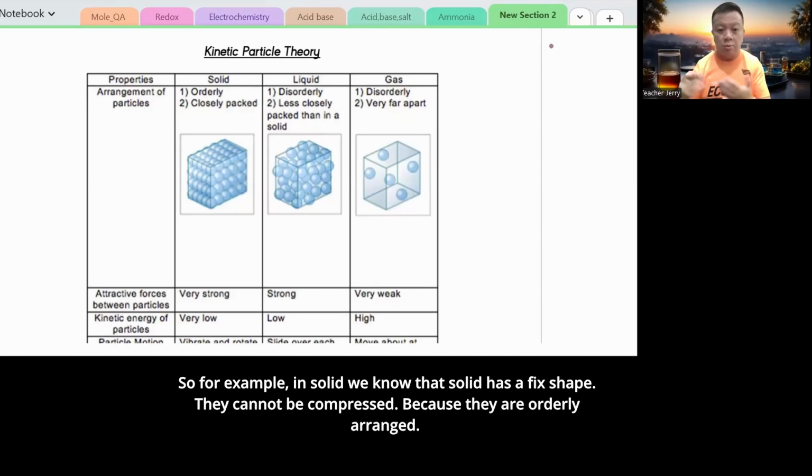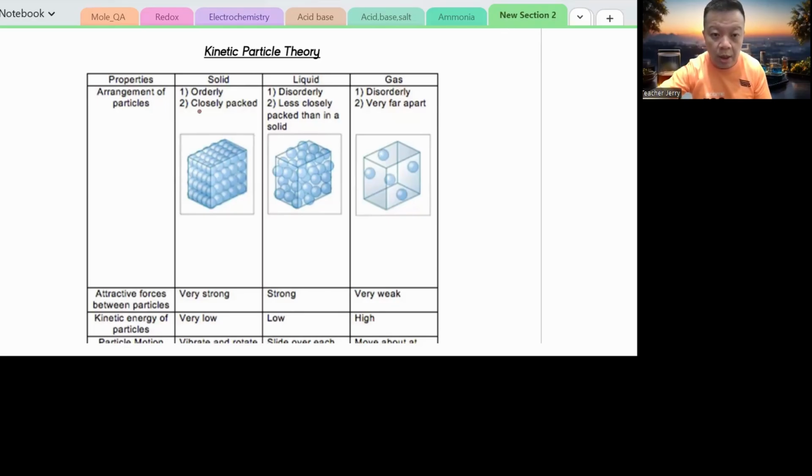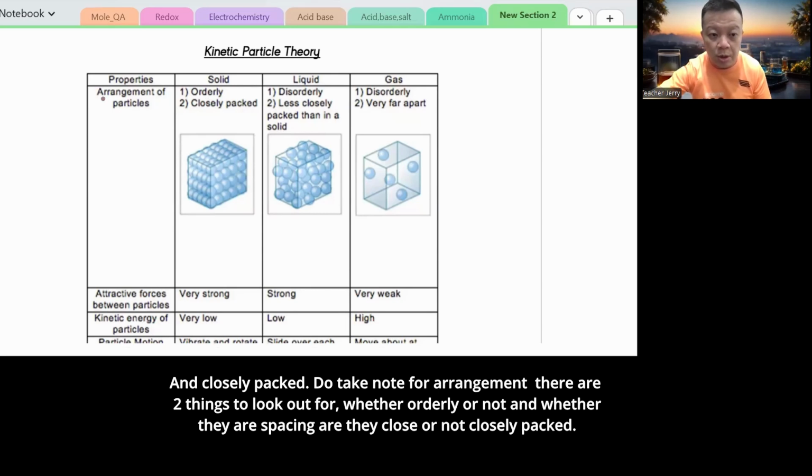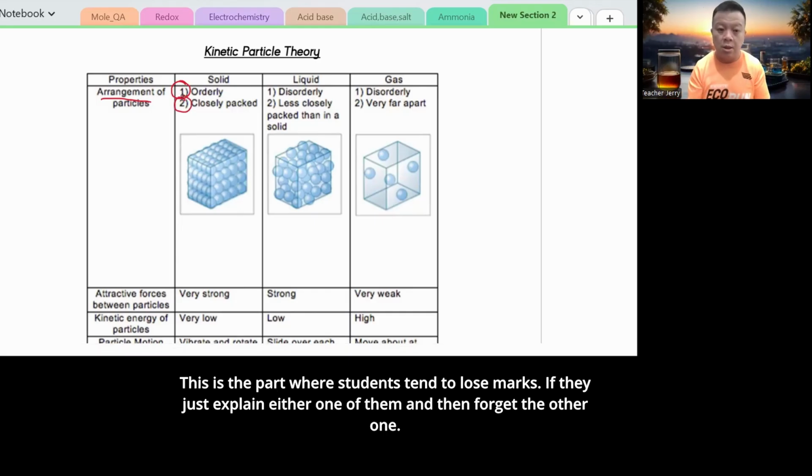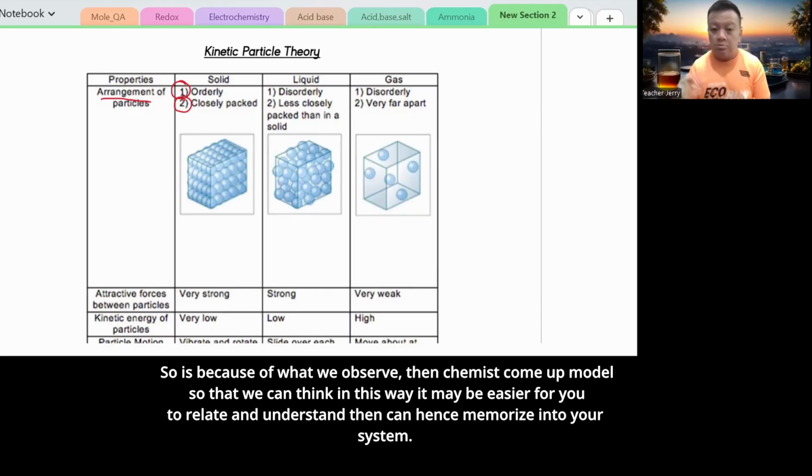So, for example, in solids, we know that a solid has a fixed shape. They cannot be compressed. So then we call a model that, in a solid, they are orderly arranged and closely packed. So do take note for arrangement. There are always two things to look for: whether orderly or not, and whether their spacing is close or not closely packed. This is the part where students tend to lose marks. They may just explain either one of them and then forget the other one. So it's because of what we observe that chemists come up with the model.